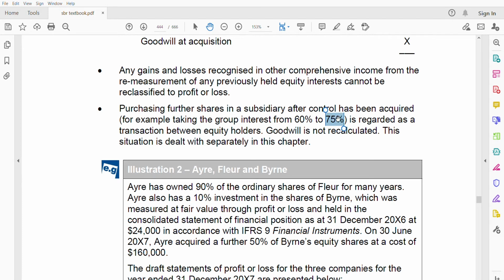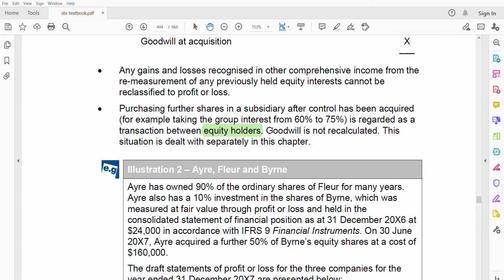Okay. So this transaction is not actually an acquisition. It is regarded as a transaction between equity holders. That means your NCI reduced from 40% to 25% and your equity shares increased. Okay. You are just taking more shares from your NCI, now from 60 to 75. That's it. So this is regarded as a transaction between equity holders.